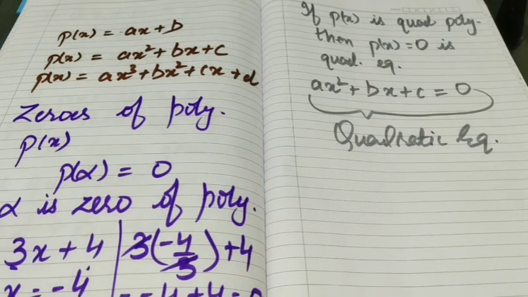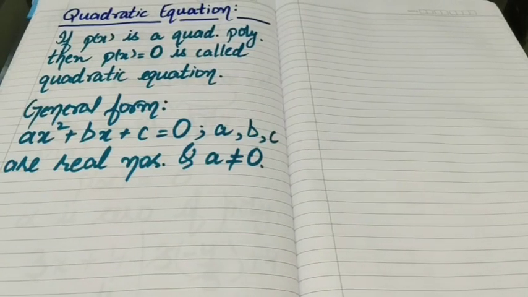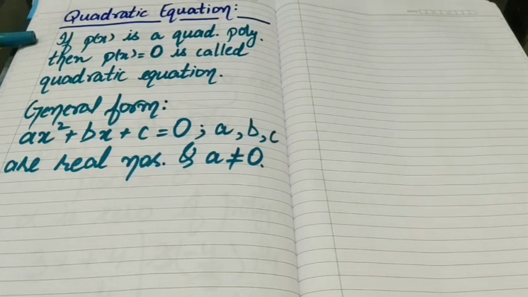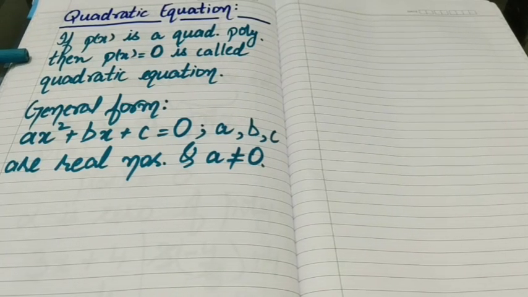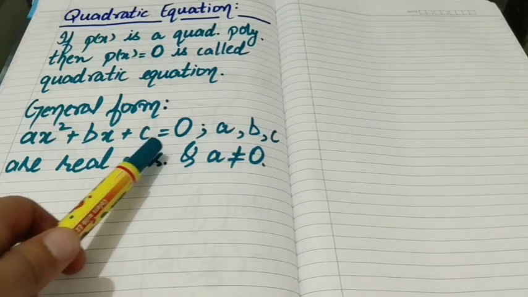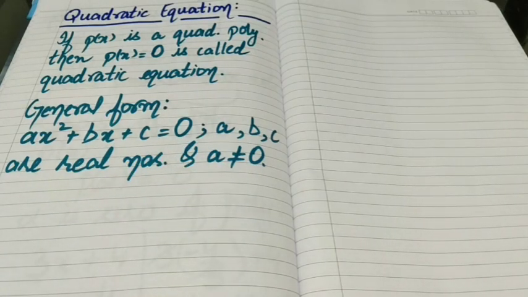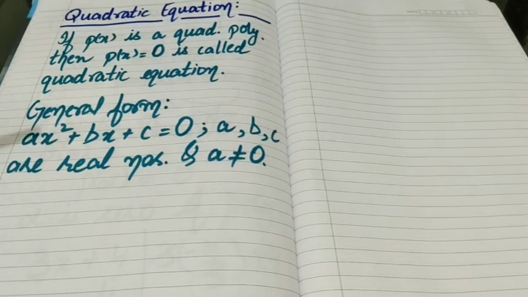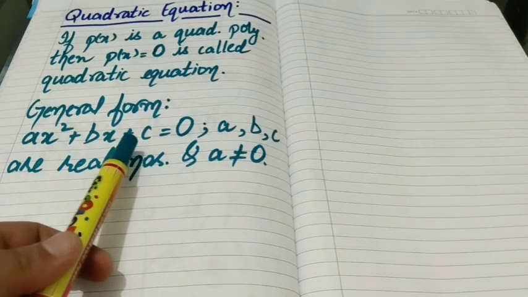So now we will study quadratic equations and their applications. Let us define the quadratic equation first. If p(x) is a quadratic polynomial, then p(x) equals 0 is what we call a quadratic equation, and the general form of a quadratic equation is ax squared plus bx plus c equals 0, where a, b and c are real numbers and the leading coefficient is not equal to 0, meaning the coefficient of x squared, which is a, should not be 0, because in case a becomes 0, then it will become a linear equation.